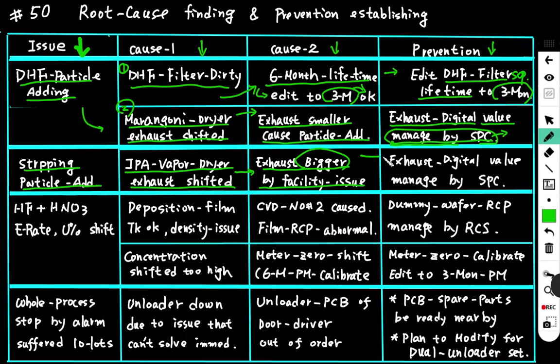Prevention, according to the root cause, we got prevention. We used the exhaust digital gauge value connected to the SPC system, and manage the exhaust by the SPC system. When the exhaust value shifts, we get an alarm from the SPC system.